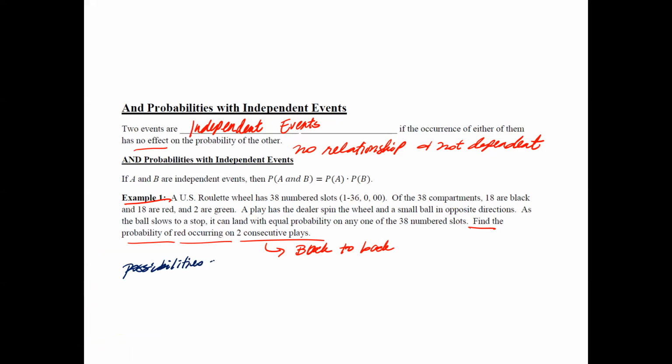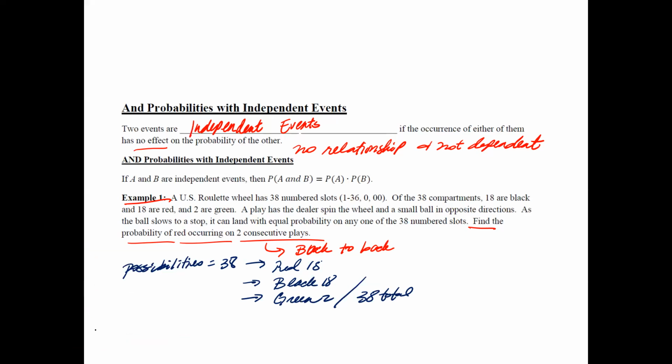Your possibilities is going to be a total of 38. And if you're like, how do you get 38? Well, there are 18 reds. There are also 18 blacks, just like a deck of cards. But different than black, you also have 2 that can land on green. So altogether, 38 total.